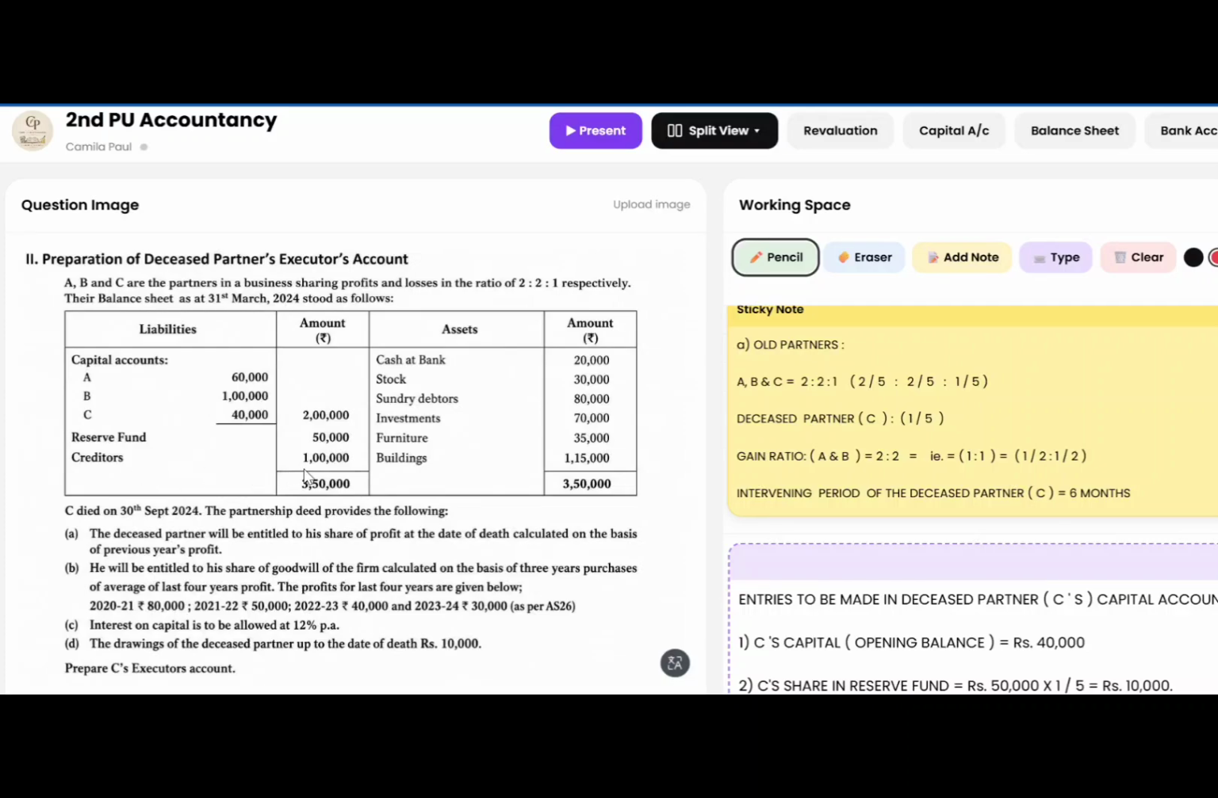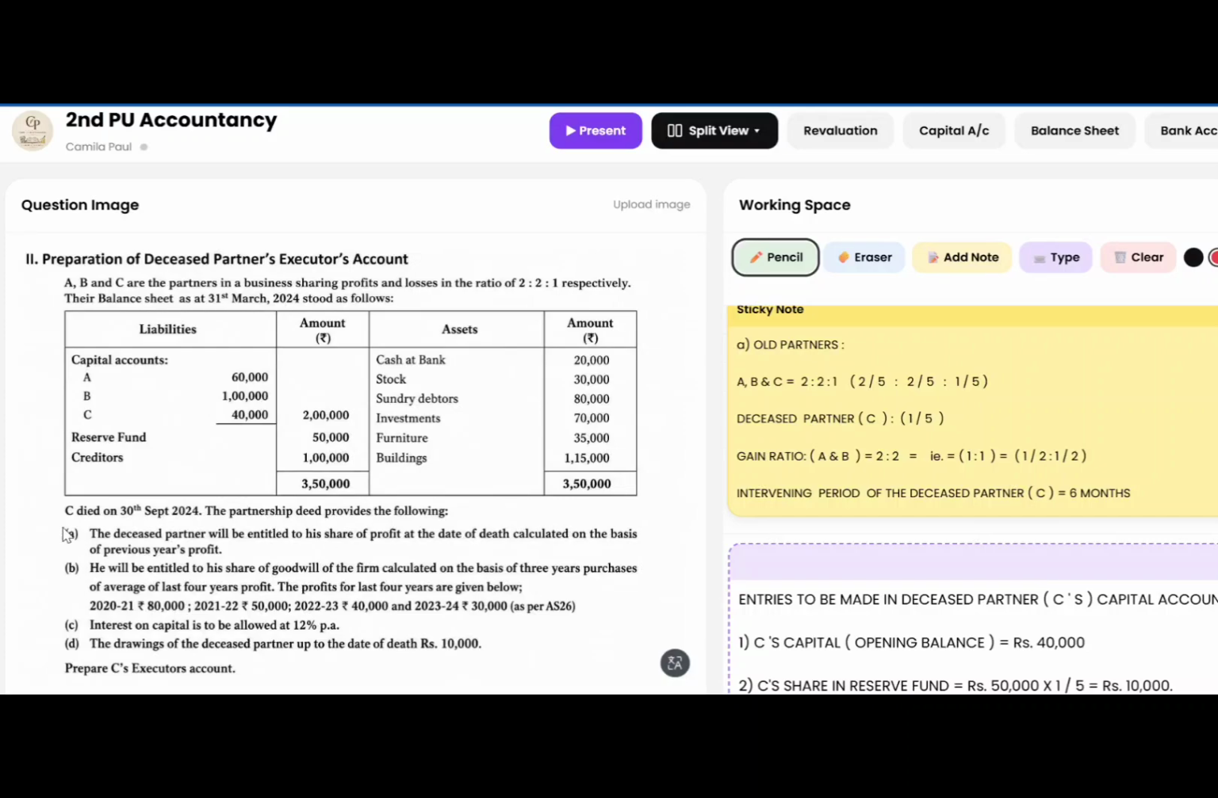Now moving on to the assets, we have cash at bank rupees 20,000, stock rupees 30,000, sundry debtors rupees 80,000, investments rupees 70,000, furniture rupees 35,000 and buildings rupees 1,15,000. So the total of the balance sheet is 3,50,000. Now below are the adjustments given to us.